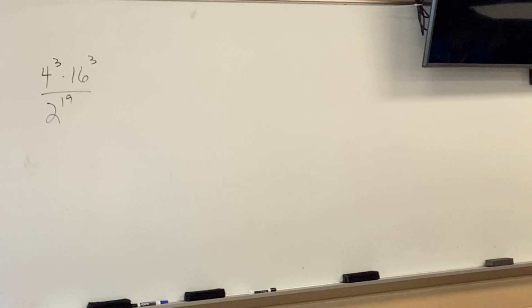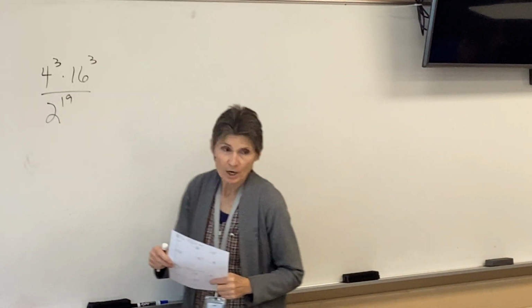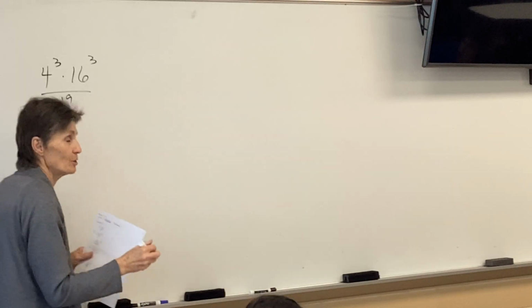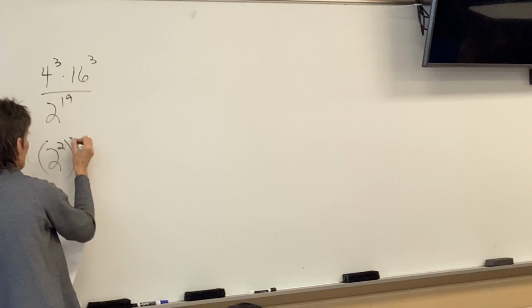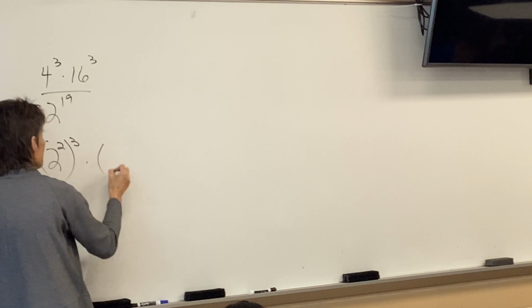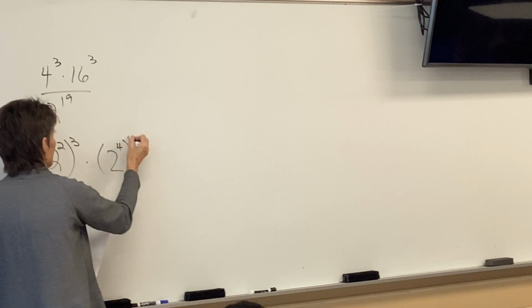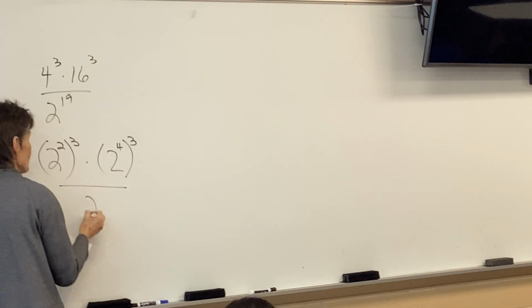So what did you say? I forgot already. You're going to change everything into 2's. So 4 is 2 squared. 16 is 2 to the 4th. And 2 is just 2.